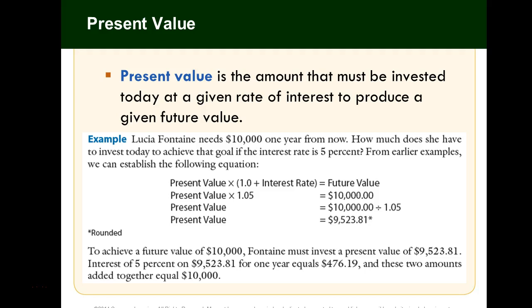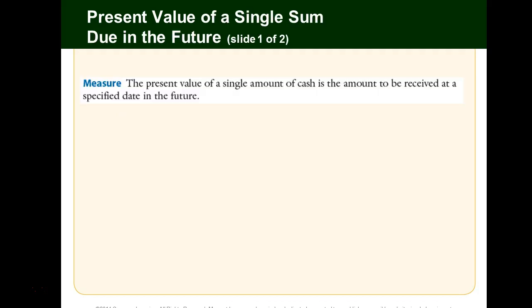And that's why it's important to know what the interest rate is going at. Because we're only going to be good at predicting our accurate valuation today based on what we believe the interest rate is. So as you see here, to achieve a future of $10,000, Fontaine must invest a present value of $9,523.81. Interest of 5% on that money for 1 year equals $476.19, which ultimately then will give her $10,000. Does that make sense, guys?